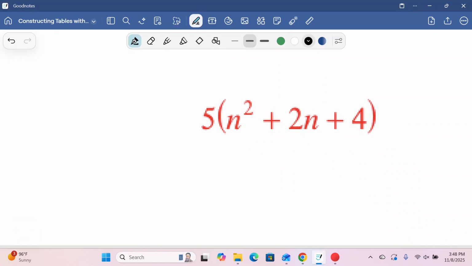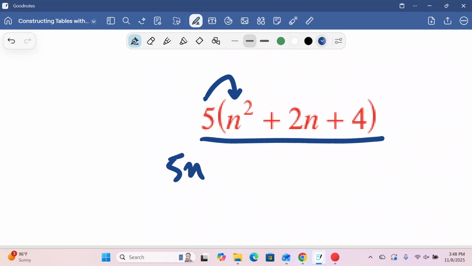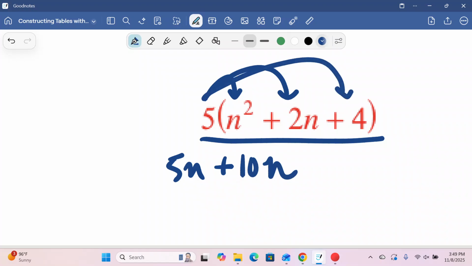So all I'm going to do, look at this. This is the entire distributive property. All I'm going to do is multiply and simplify. So you have 5 times n squared, which gives me 5n squared. And then I'm going to distribute the 5 to the 2n, and that gives me a positive 10n. 5 times 2n is a positive 10n, and then I'm going to distribute it one more time, and it's 5 times 4. If you don't know what 5 times 4 is, put it in your Desmos, and it will give you positive 20. Now I look for combining like terms.